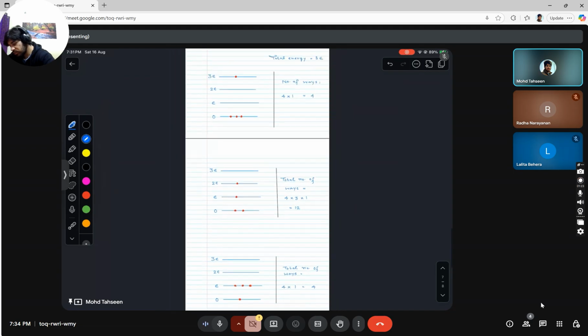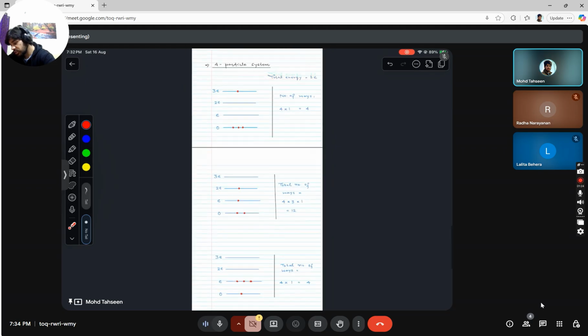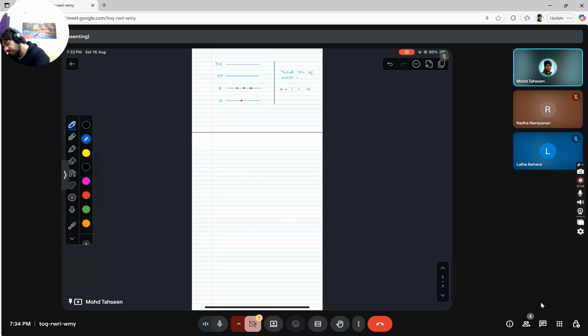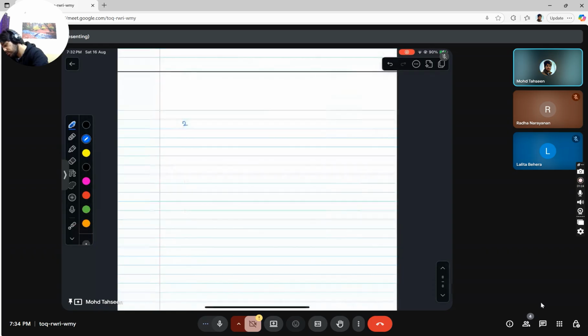So in this case we had 3 different microstates, and we looked at the number of ways in which we can fill those microstates. In the first microstate there are 4 ways, in the second microstate there are 12 ways, and in the third microstate there are 4 ways. Now just to highlight what we are doing here: we had 2 particles, then we had 3 particles, and then we had 4 particles.